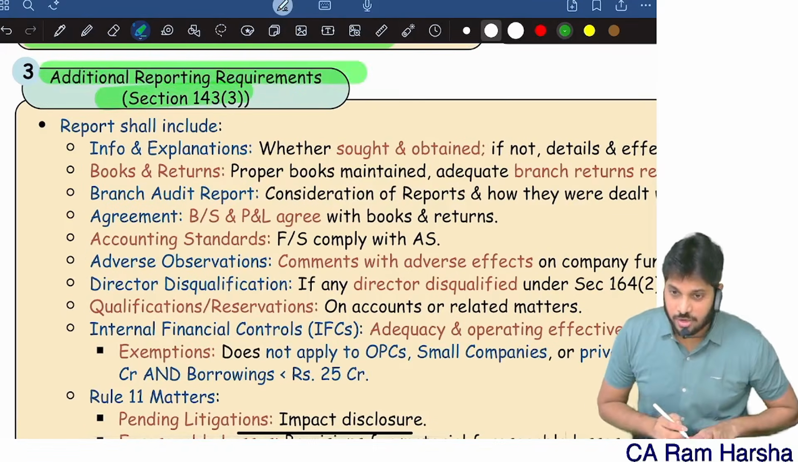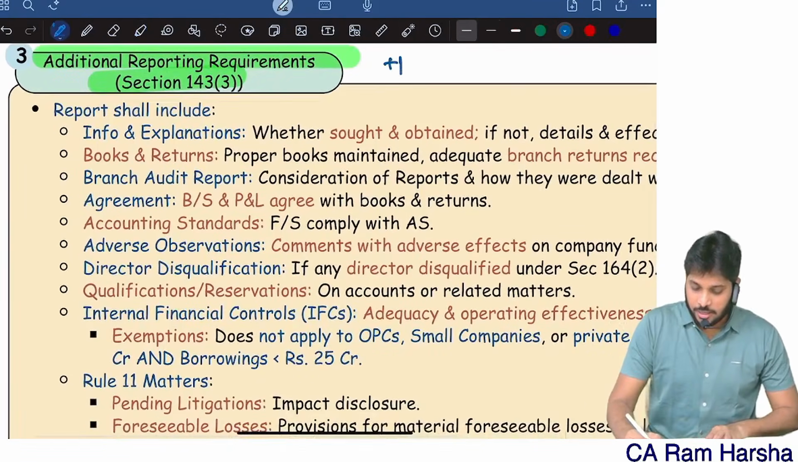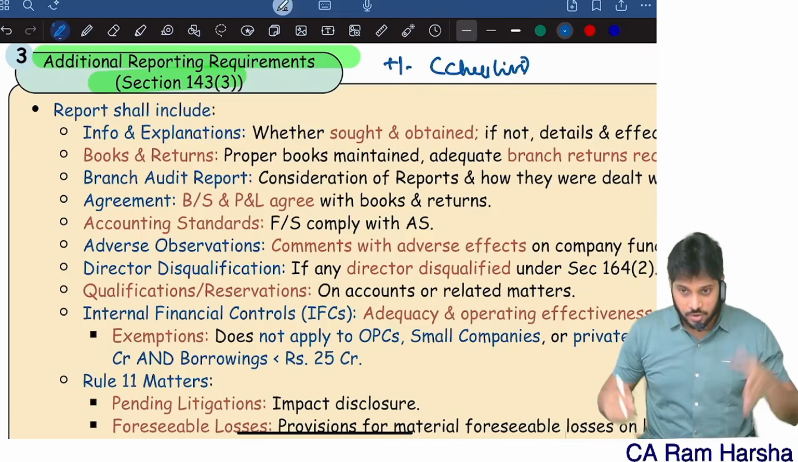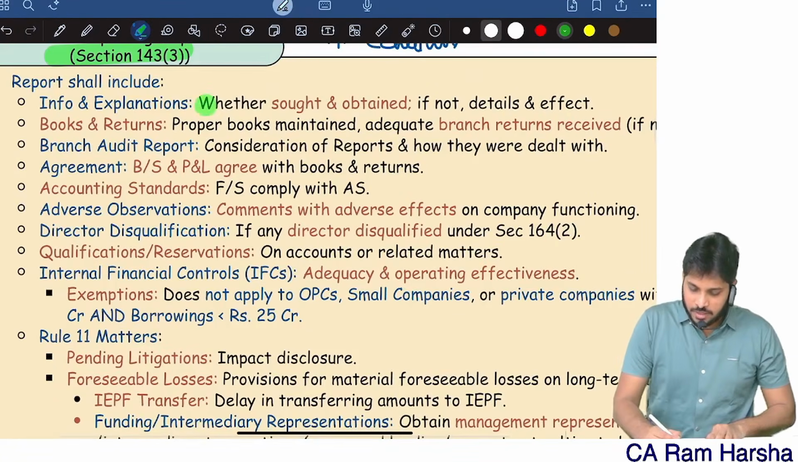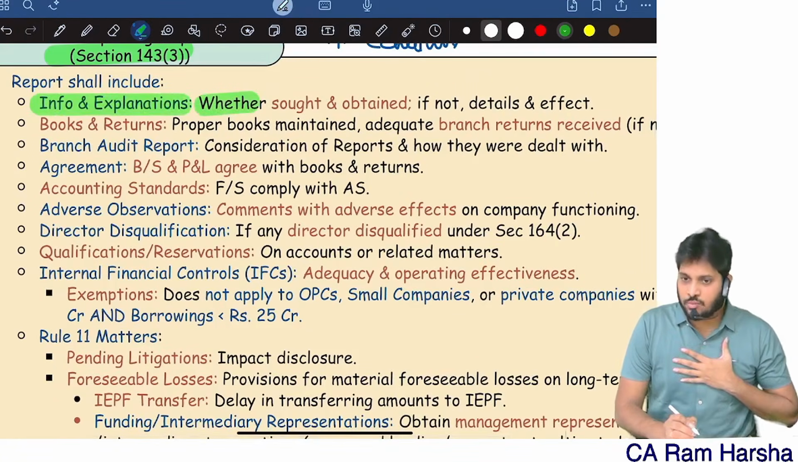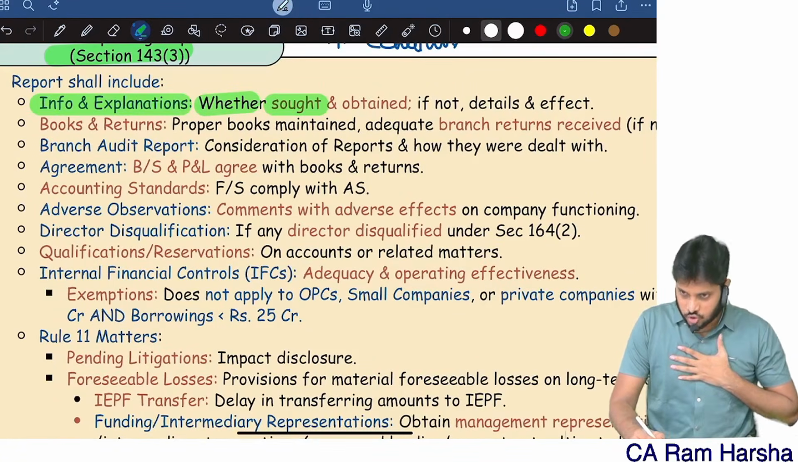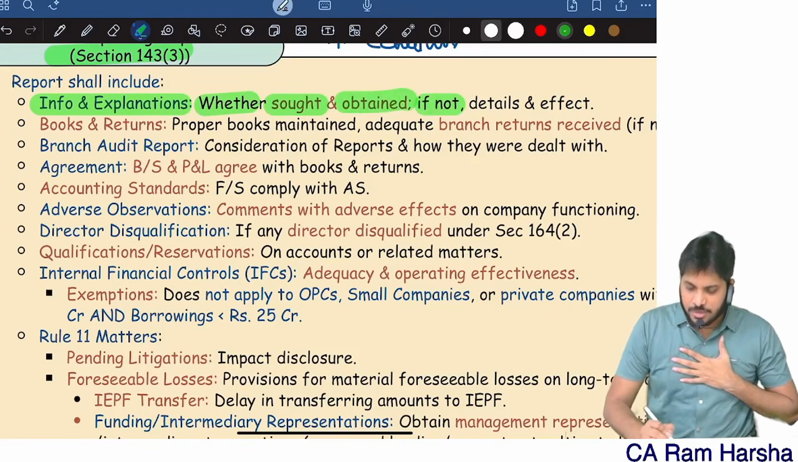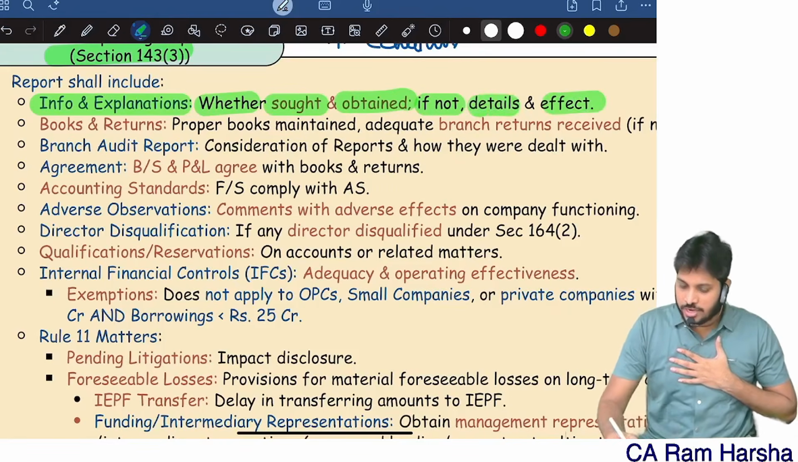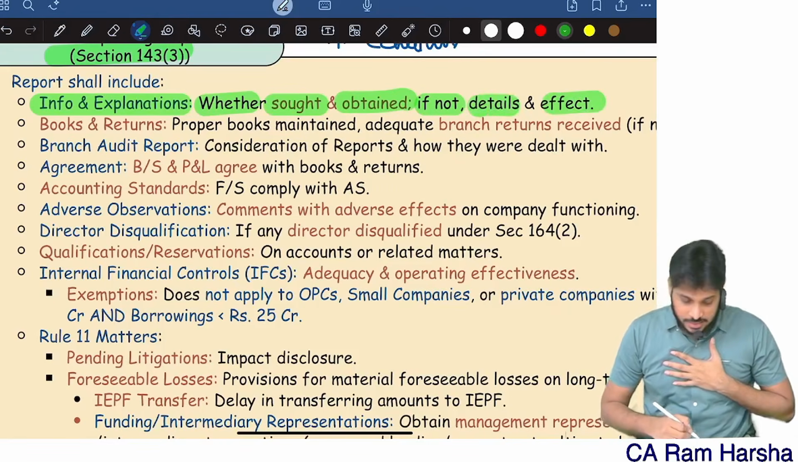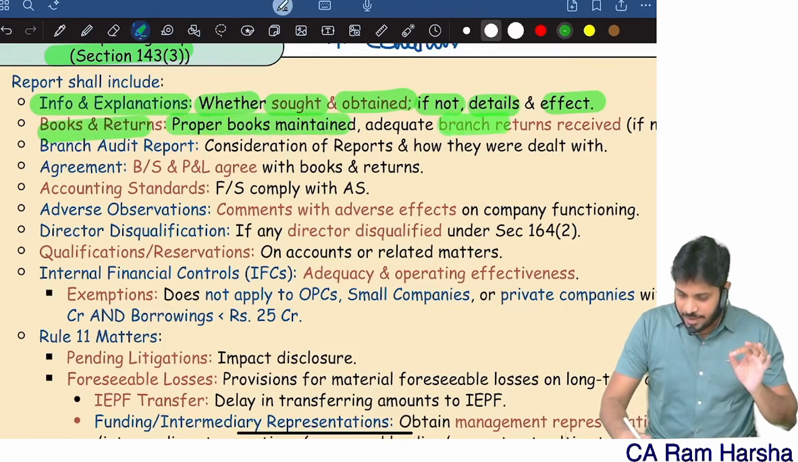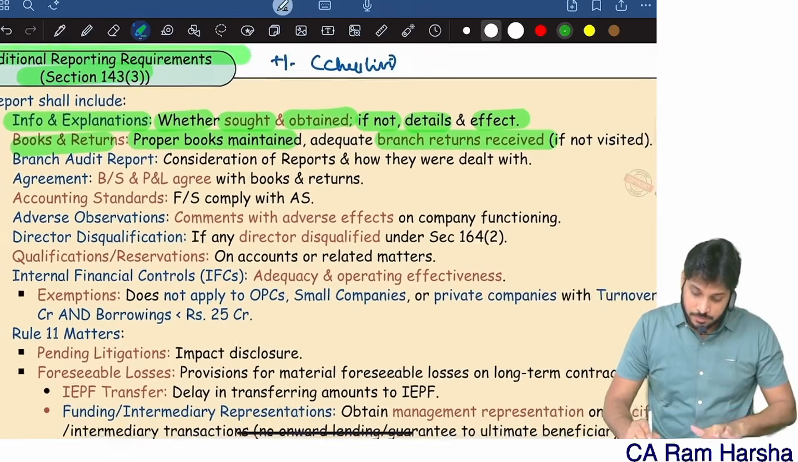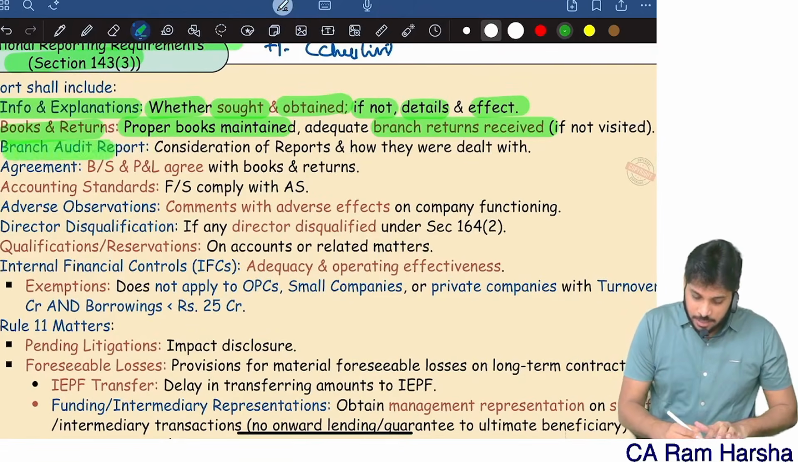Then additional reporting requirement, 143 subsection 3. Here we call it a checklist item. We also call it affirmations by the auditor. What does the auditor have to do? Very simple. Whether the information and explanations the auditor wanted were sought and obtained. If any information you did not get, what information you did not get and what is the effect of it? Then whether proper books of accounts were maintained or not, check out. Branch related returns received or not, check out. Yes or no?